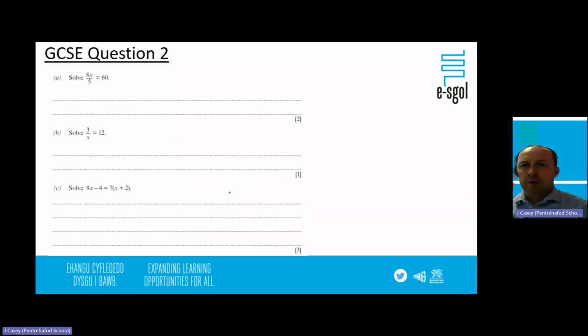Okay, so the second GCSE question, it's in 3 parts. Some equations are easier than others. So again, I'll give you a minute just to have a quick look at that, and then we'll go through them together.